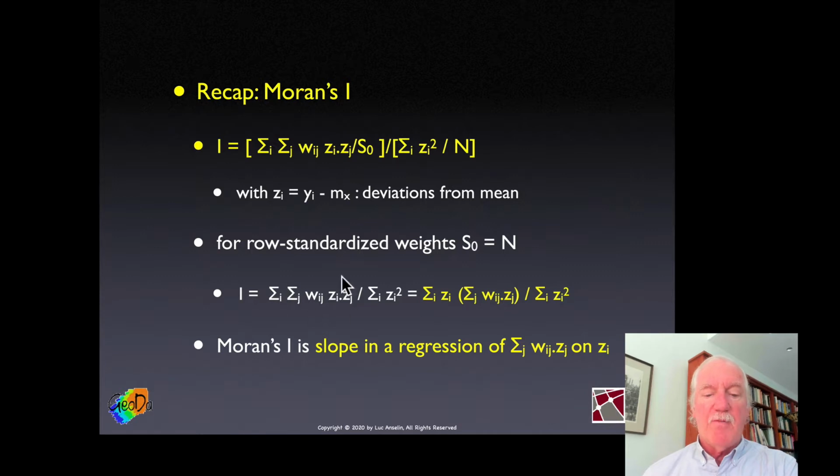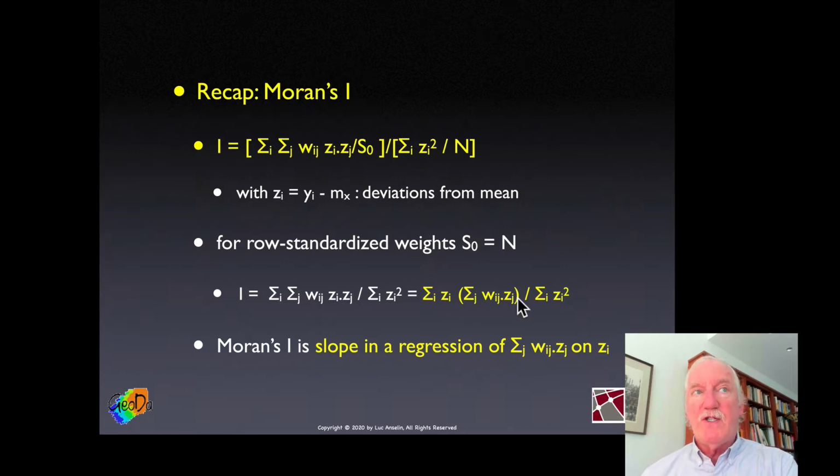Then what is the second part? That's the sum over all the neighbors, the w_1j that are not 0, of the product of z_1 with the value at that neighbor. So the z_1 is always the same. We move it out of this operation. So we end up with this expression.